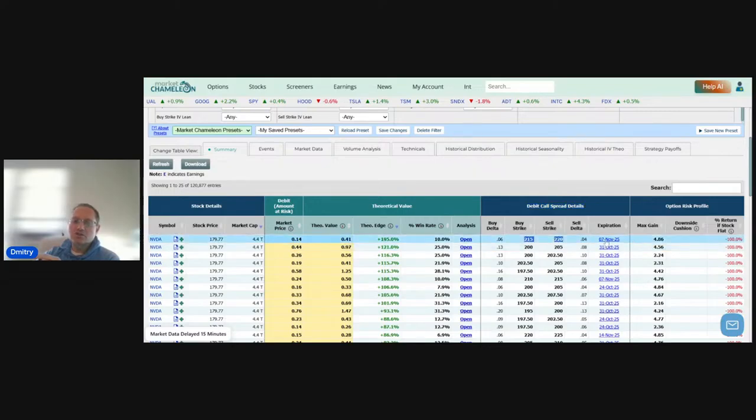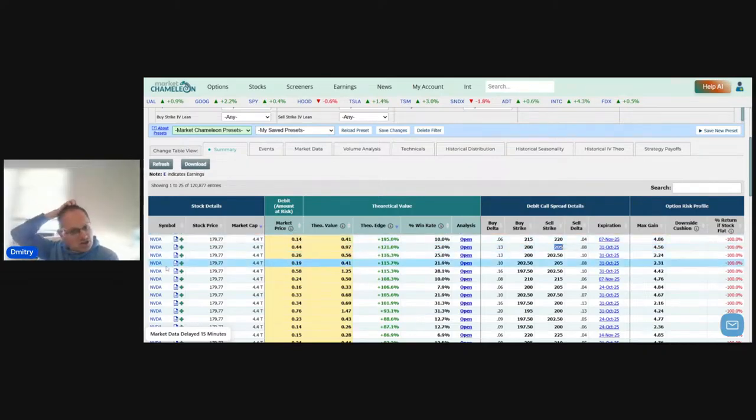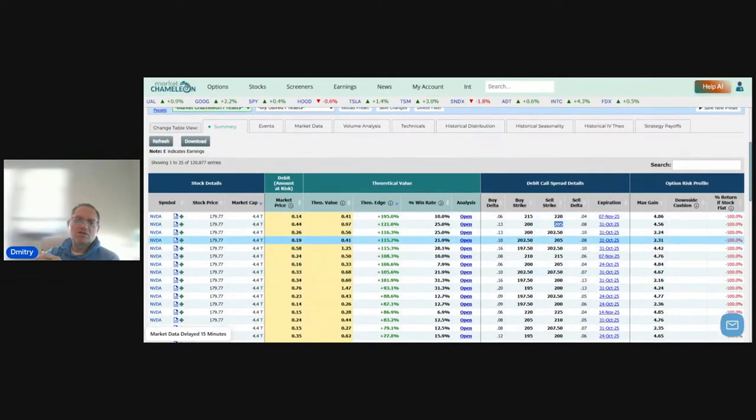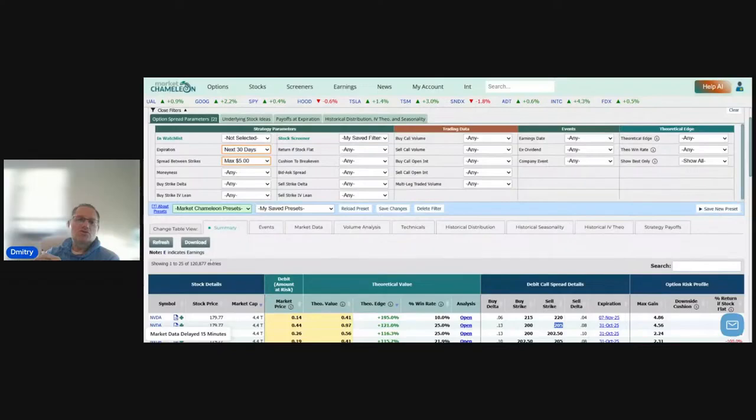The November 7th expiration looks at the 215, 220 call spread in NVIDIA. You can see October 31st, the 200, 205 call spread in NVIDIA. This is by default sorted by stocks with highest market cap, which is why we see a lot of NVIDIA here. But you could see there were 120,000 entries.